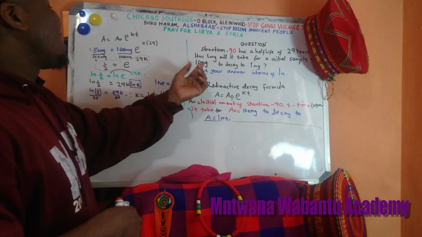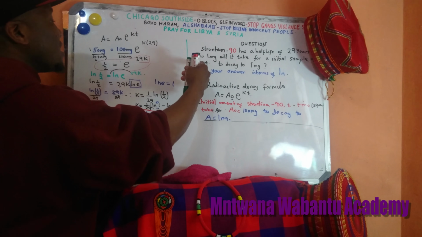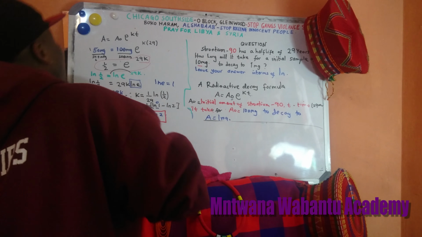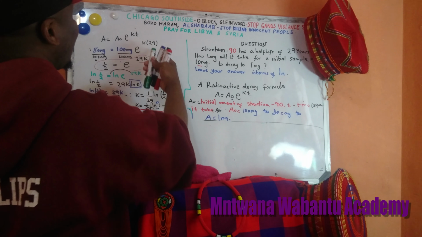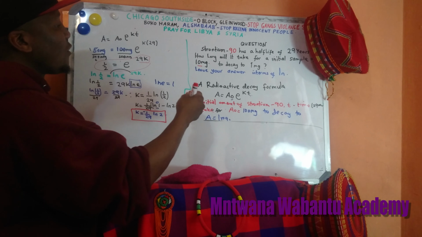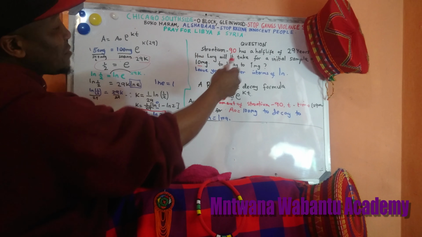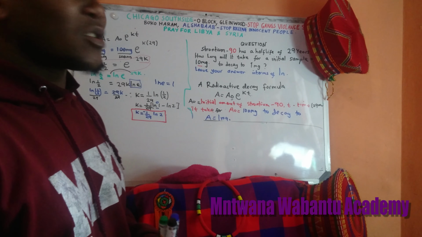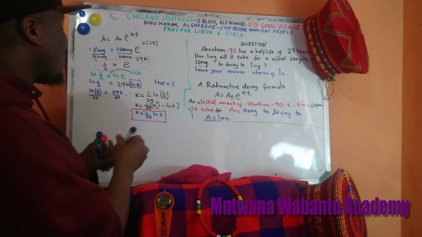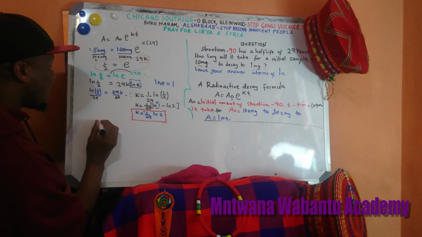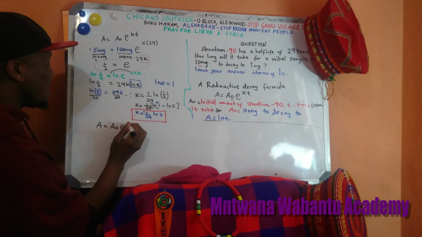Of course, it's going to take more time. Just by looking, you know it's going to take a lot of time, because when it decays from 100 to 50, which is the half-life, it takes 29 years. So if it decays from 10 milligrams to 1 milligram, it's going to take more time. So let's see. We're going to apply the radioactive decay formula again, which is A equal to A naught e to the KT.